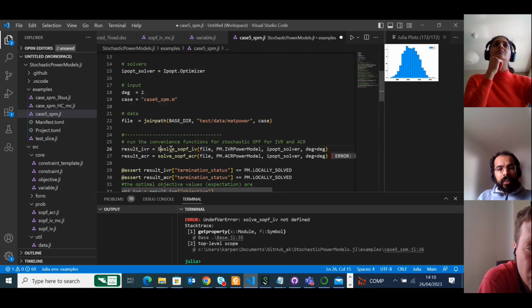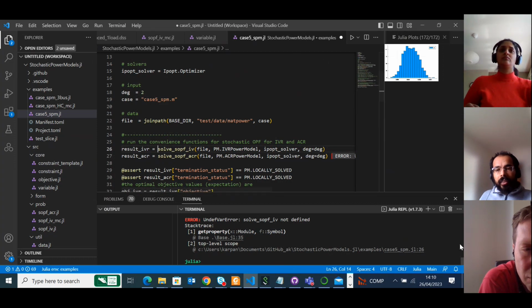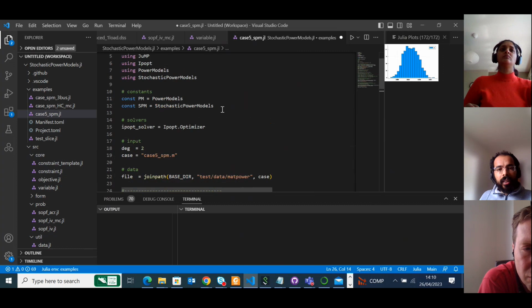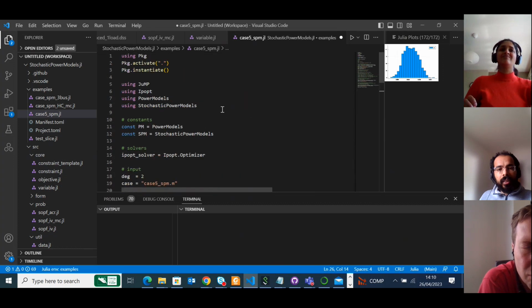I don't know why it's not running now. It was running just before I checked. I can maybe restart. I think I didn't run all of the folder.